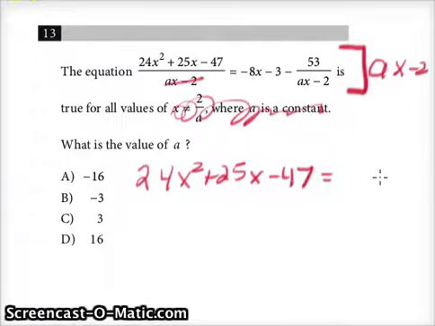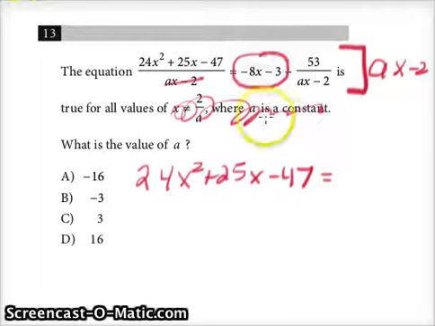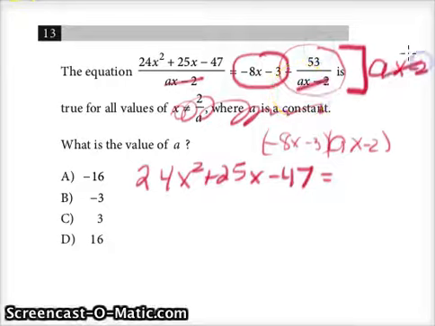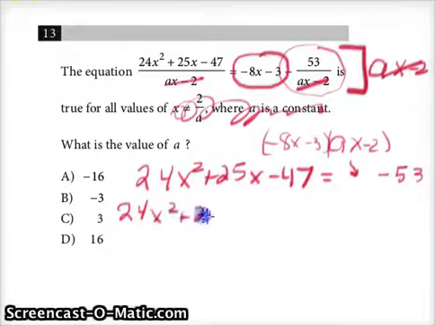Okay? Then on the right side, I've got this binomial right here times a minus x. Let me write it over here. Ax minus 2, that is, times... ran out of room, negative 8x minus 3. Okay, and don't forget I've got this minus this guy. So these guys would wipe out and I have minus 53. So that's going to go here and then minus 53. All right, let me rewrite this. 24x squared plus 25x minus 47.